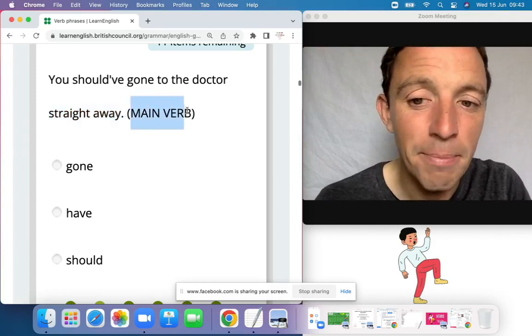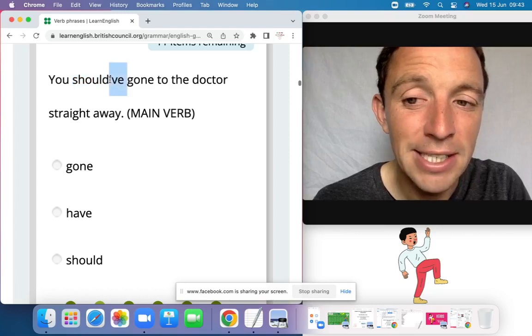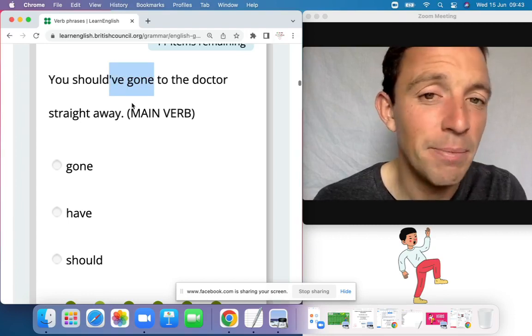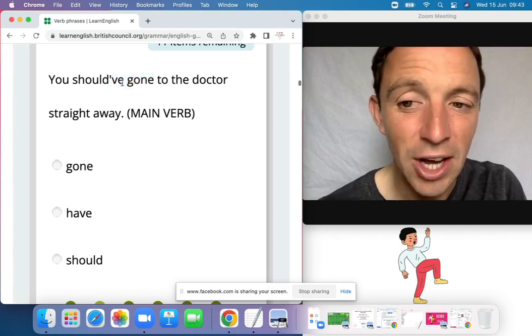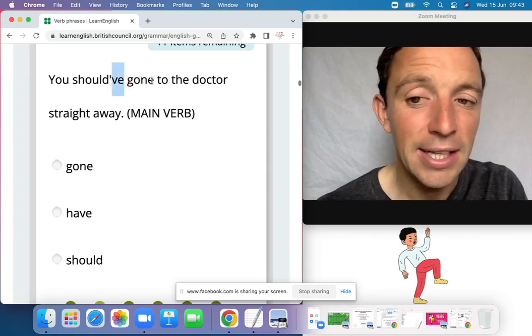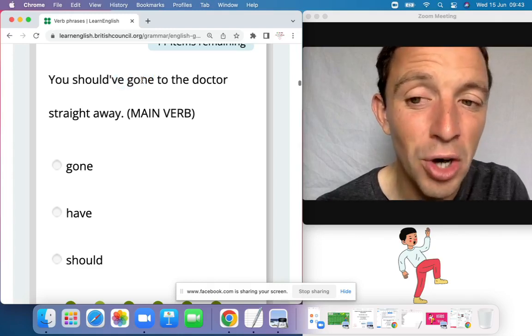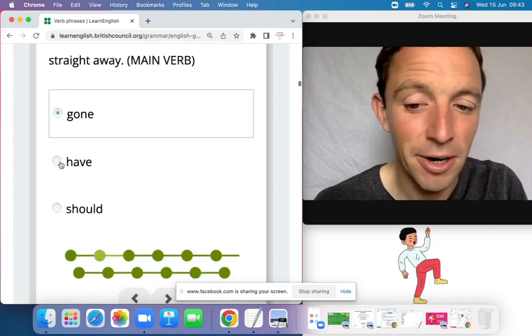We need to find the main verb. So the verb is the modal, and the verb is to have plus the verb to go. So have gone is the present perfect. So have is the auxiliary, and gone is the past participle. So this is the present perfect. So go is the main verb, and gone is the main verb.